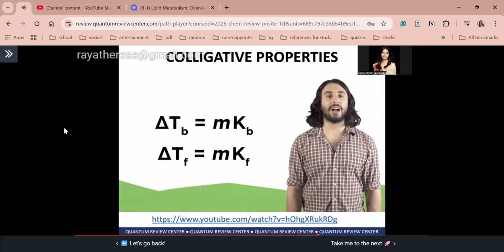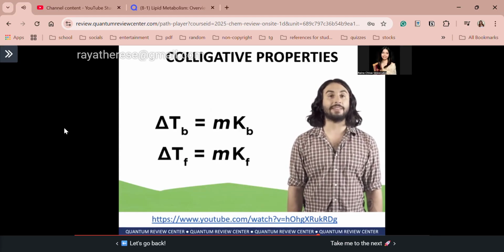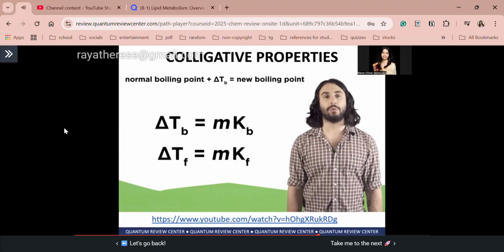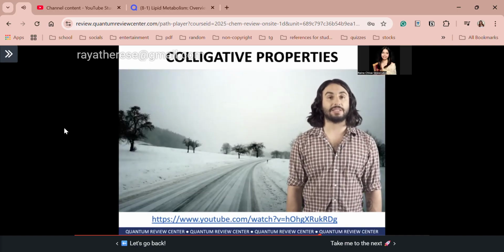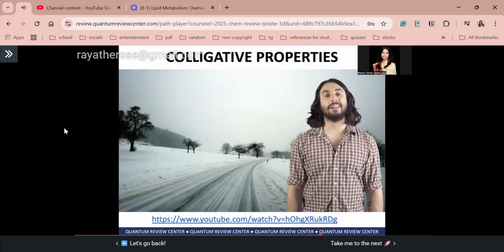These Kb and Kf constants can be found in tables in your textbook or online. Remember to always add the change in boiling point to the original boiling point, since solute always raises the boiling point, and the change in freezing point will always be subtracted from the original freezing point because solute always lowers the freezing point. This is why we add salt to icy streets, because it causes the water to freeze at a lower temperature, so water will remain liquid instead of turning to ice until lower temperatures are reached, thus reducing the quantity of ice that will form.